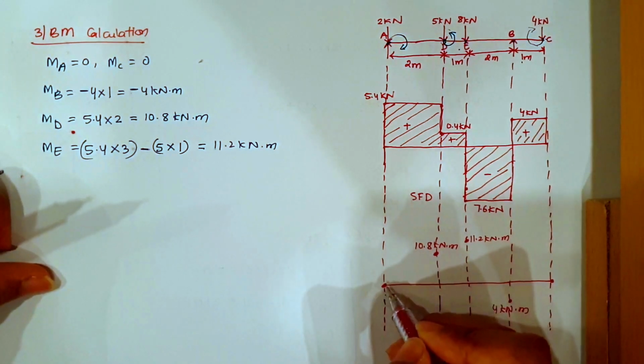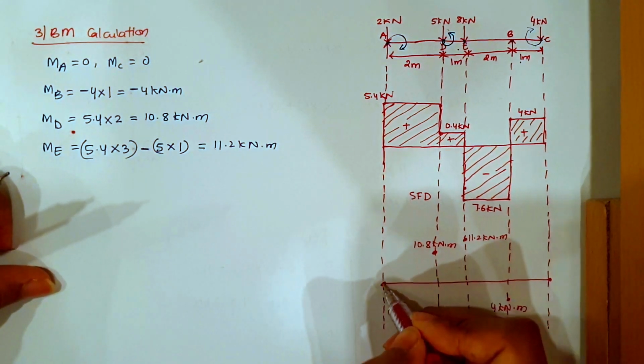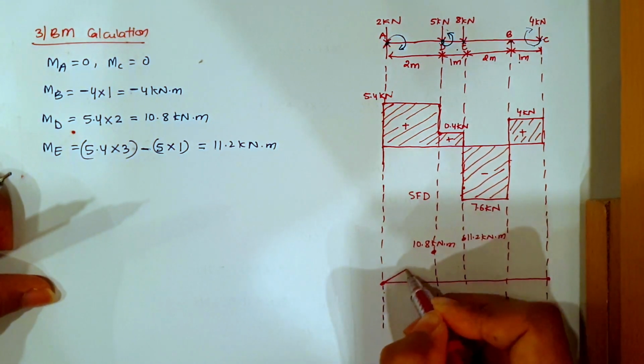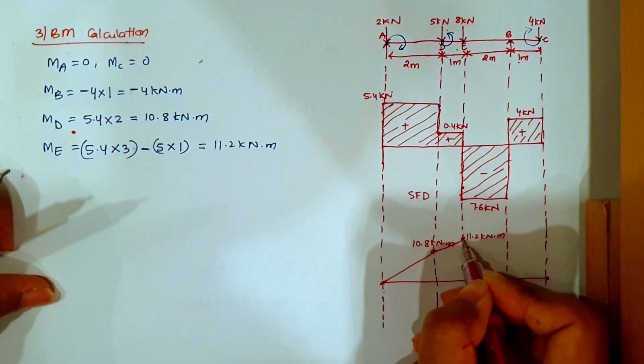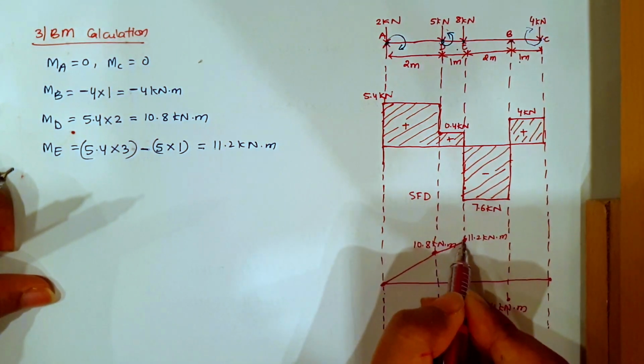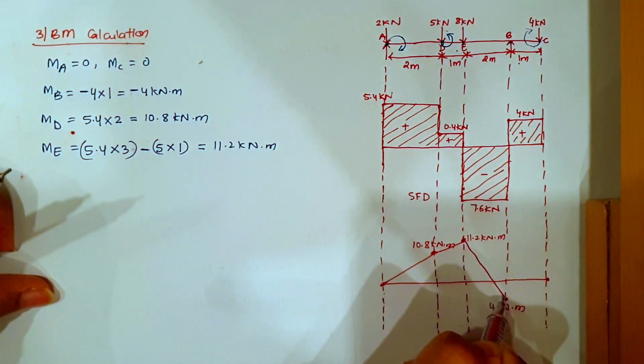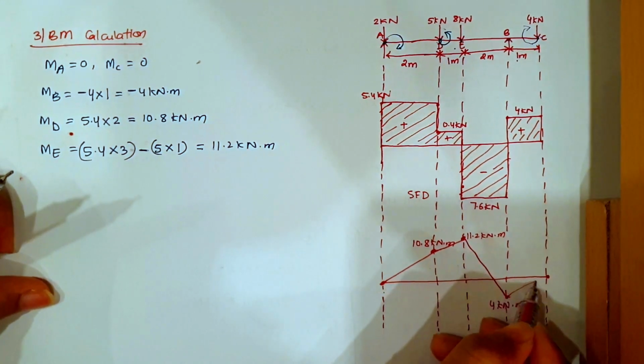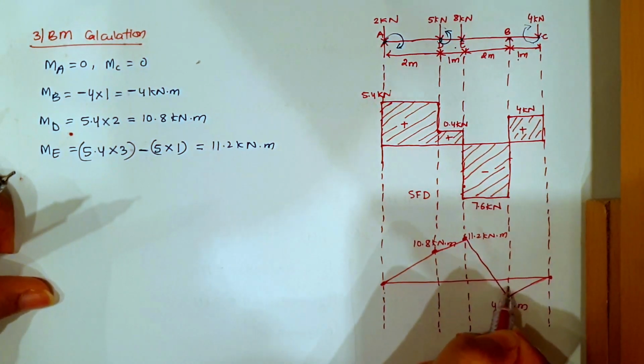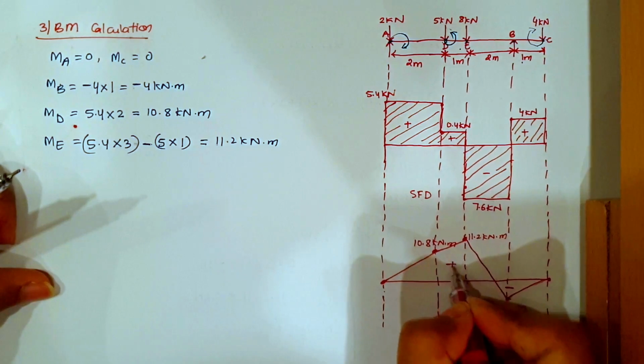Now since there is no UDL acting in this beam, it is all point loads, so when you draw this bending moment diagram, it will be a straight line. So just connect it straight, then increasing, then it will go to negative here, then from here it will go to 0. This is negative here, this is positive.